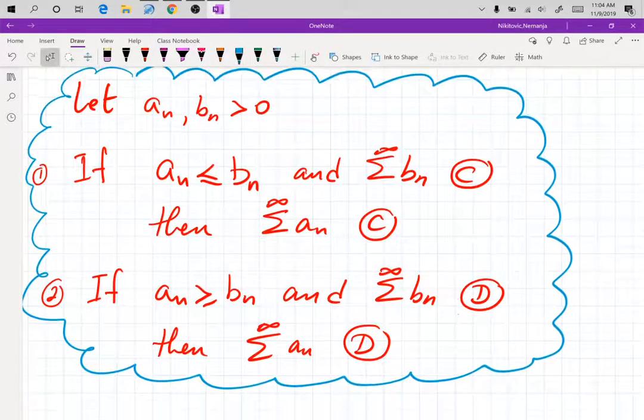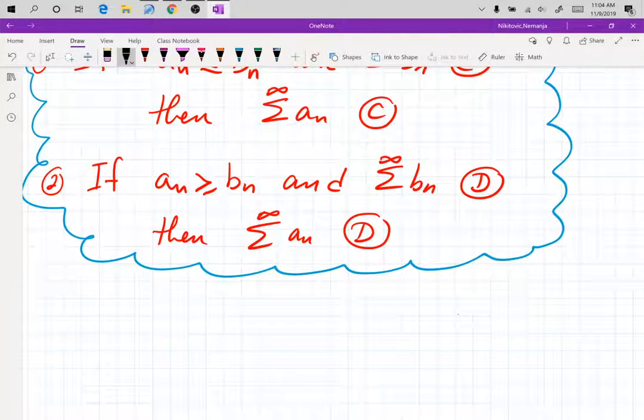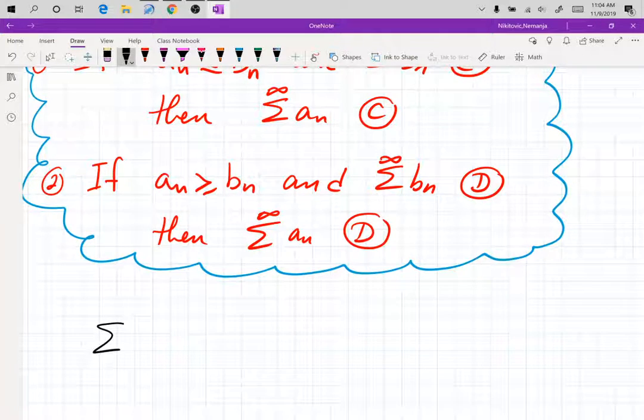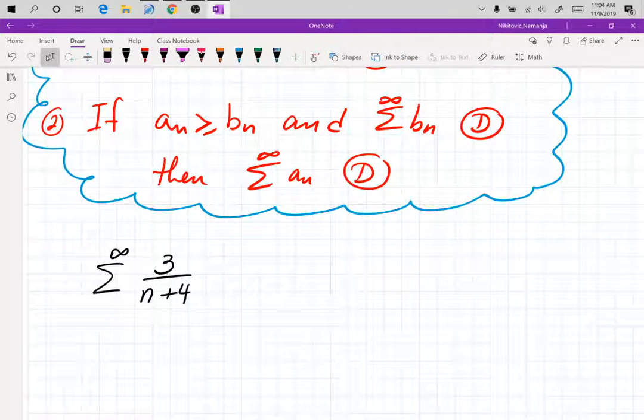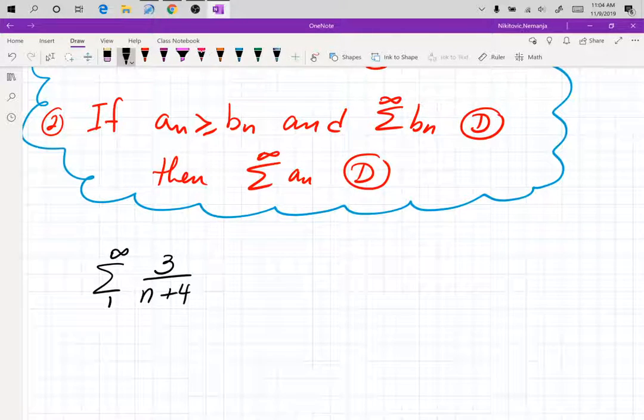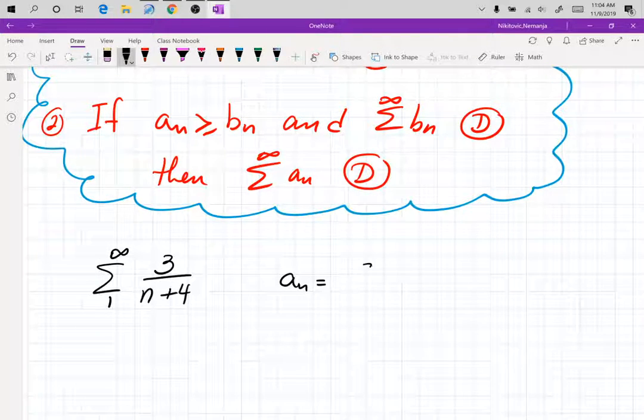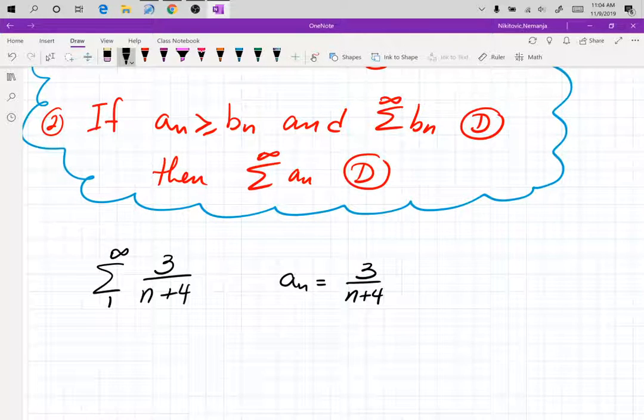So what would be an example of the direct comparison? Say you have 3 over n plus 4. I might have to change it. Let me see. My brain is not working. Let's start it. We can start anywhere. We can start at 1, whatever. Your AN is 3 over n plus 4. That's where your AN is.